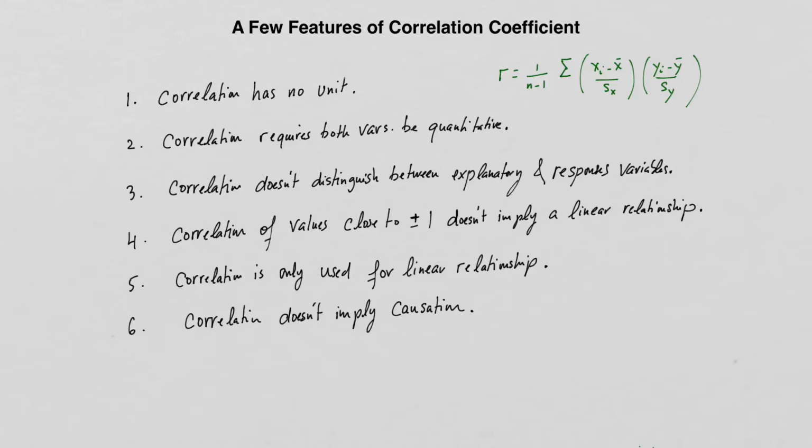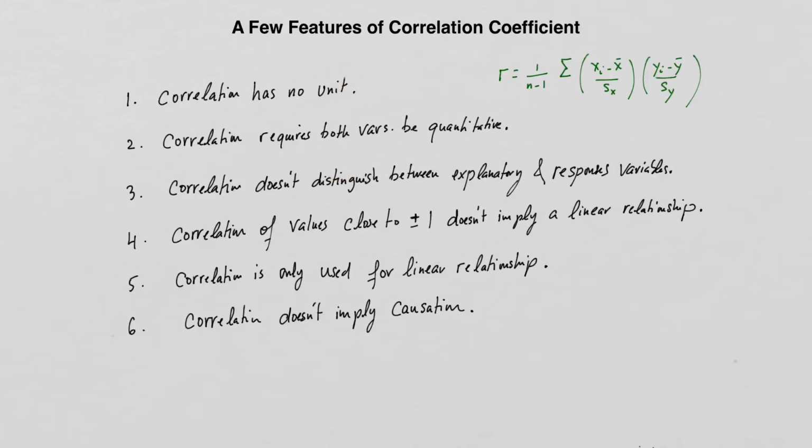If I flip-flop X and Y, this will be Yi minus Y bar over S sub Y, and this will be Xi minus X bar over S sub X. Now you know that multiplication is commutative, right? A times B is the same thing as B times A. And that's just a silly number independent of X and Y. So just from the formula, you know if you flip-flop X and Y, everything will change except R. You also know from the formula that the variables have to be quantitative. You also know from the formula that the correlation coefficient has no units. I'm actually glad I wrote this. It helped me with all these three facts.